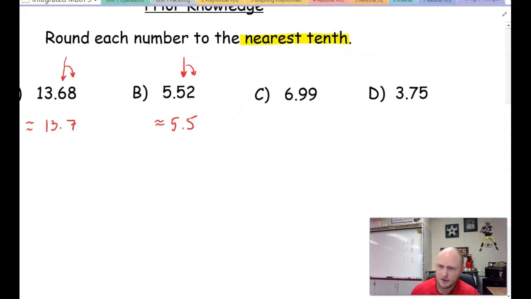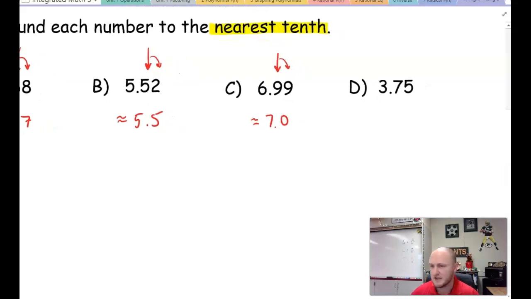C can get a little tricky. C is tricky because I'm rounding to the nearest tenths, and I'm going to look next door. 9 is obviously 5 or more, so I'm going to up the score on the 9, and the next value would be a 0. Well, if I bump up the 0 in the tenths place, I also have to bump up the ones place. So we go from 6.99 to 7.0. So I'm going to up the 9 to a 0, but I also have to bump the 6 to a 7.